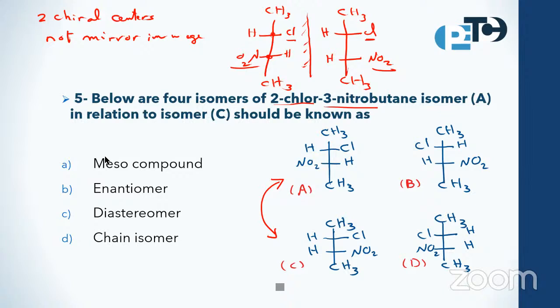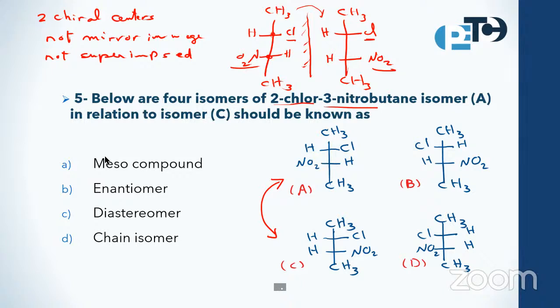The third character that we should know: are they superimposed or not? What is the meaning of superimposed? If you put one of them over the other, are they compatible or not? If compatible, they are superimposed. If you put A over C or the opposite, Cl over Cl, but here you will find that NO2 is not over the NO2. So it is not superimposed. Okay, not superimposed.